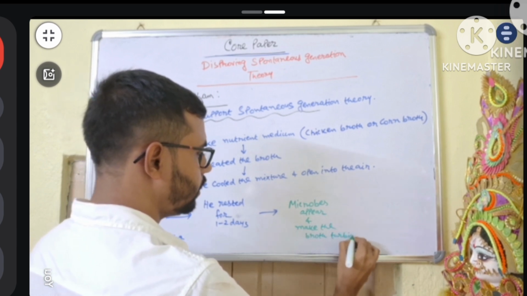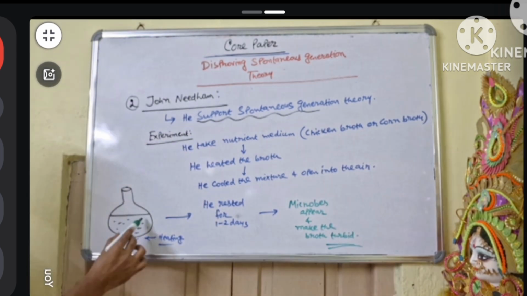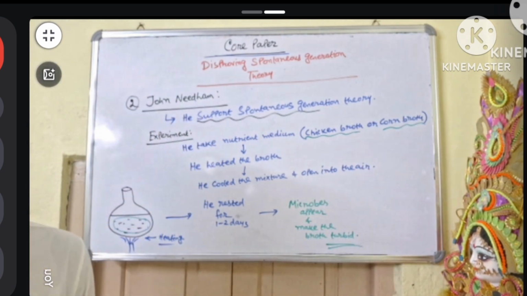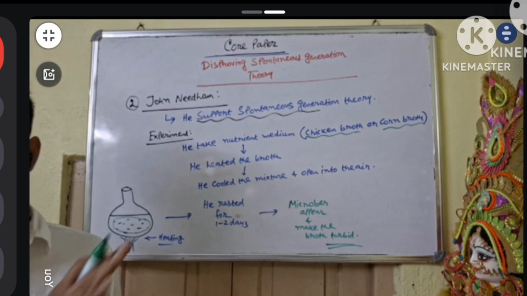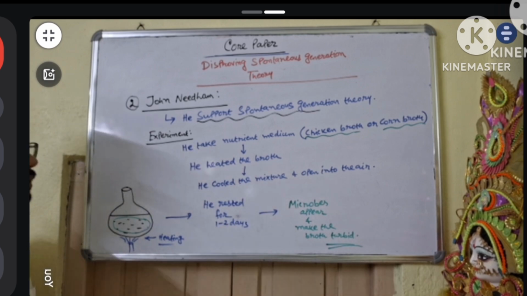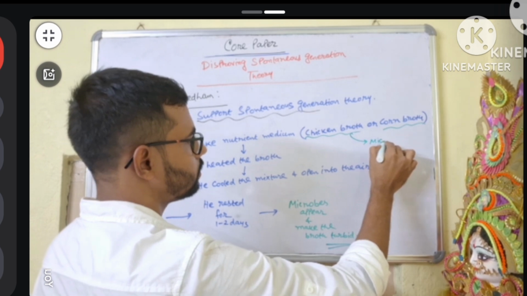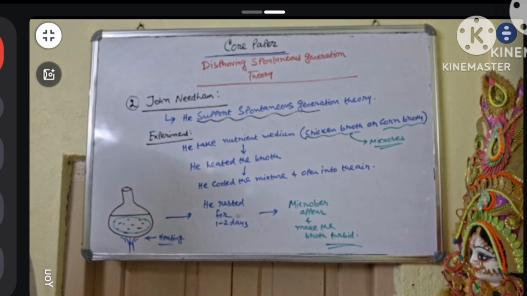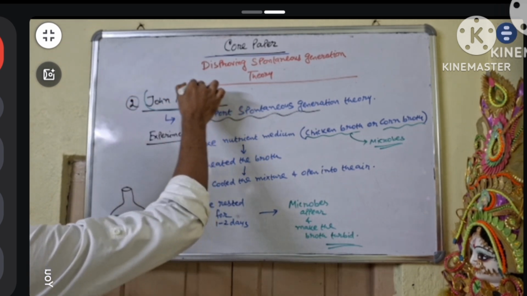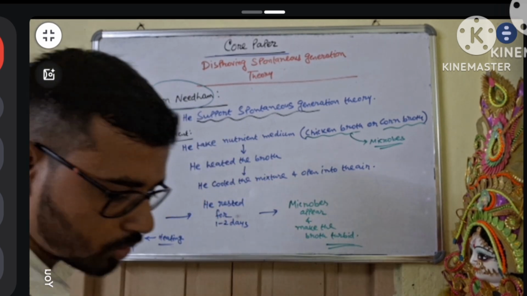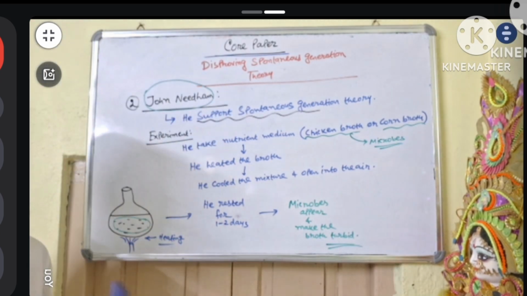So from this experiment, he wants to show that chicken broth is non-living. First he heated it, which means everything is eliminated. After that, cooling and a resting period of 2 to 3 days, observation: microbes appear. So does he support or oppose the idea of spontaneous generation? He supports the spontaneous generation theory, that critics questioned after Needham's experiment, that microbes can appear spontaneously.